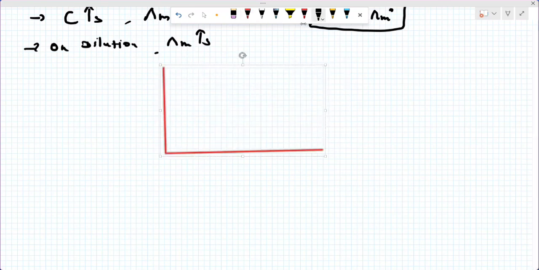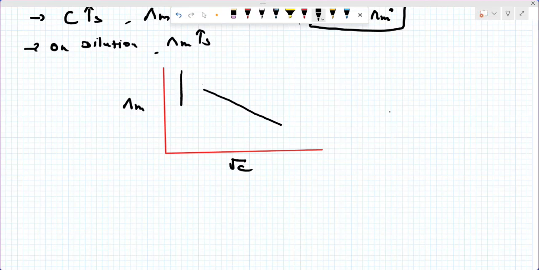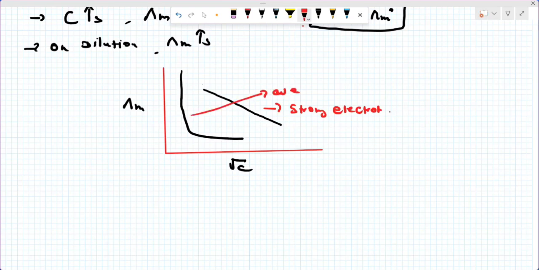Okay, now see the graph. Graph plotted between molar conductance versus root C concentration. Listen, the straight line graph is for which electrolyte? For strong electrolyte. And this other graph is for weak electrolyte.